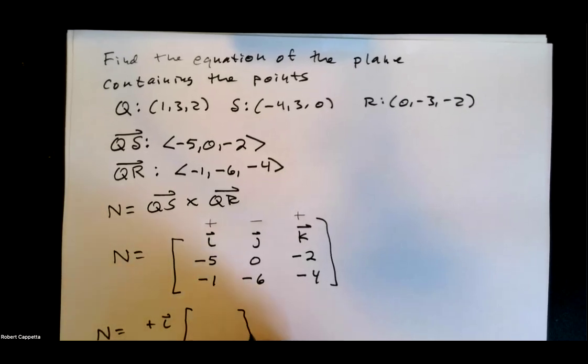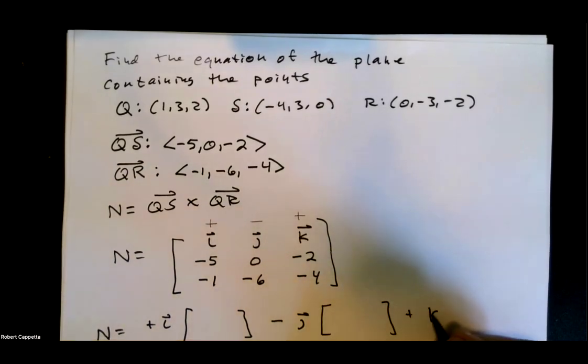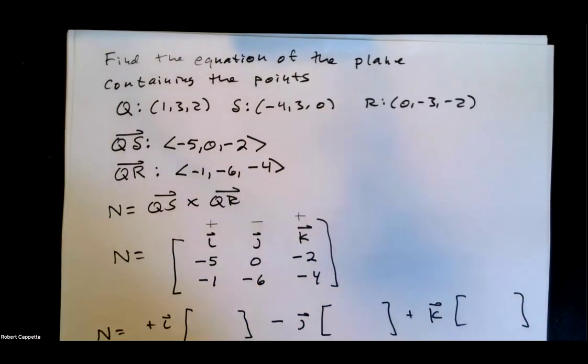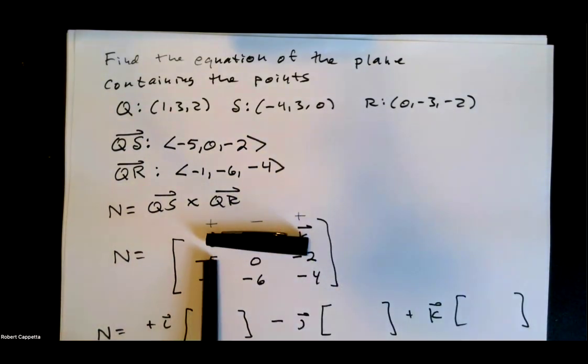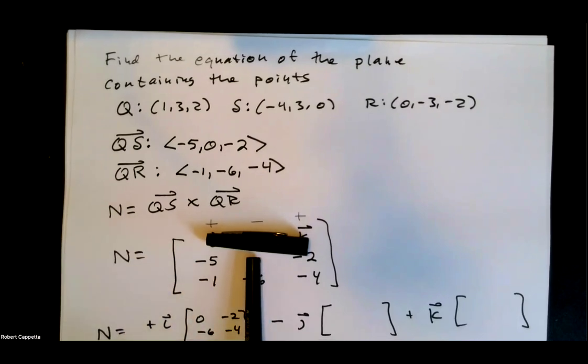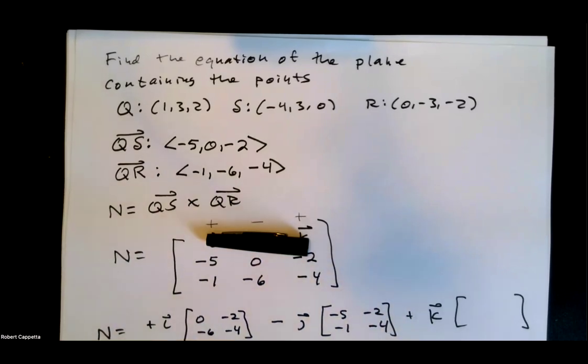Plus i times its minor, minus j times its minor, plus k times its minor. So what is our strategy? We cross out the row that i is in and the column that i is in, and we get 0, negative 2, negative 6, negative 4. With the j, cross out the row that j is in, the column that j is in: negative 5, negative 2, negative 1, negative 4. Cross out the row that k is in, the column that k is in: negative 5, 0, negative 1, negative 6.